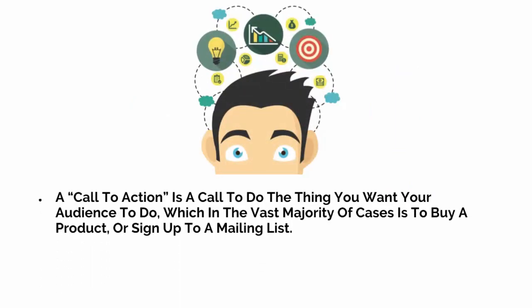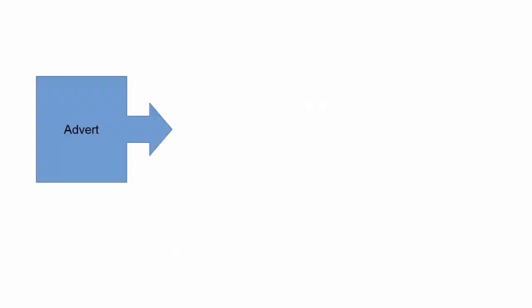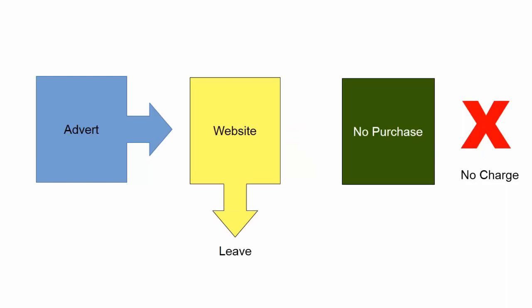A call to action is a call to do the thing you want your audience to do, which in the vast majority of cases is to buy a product or sign up to a mailing list. So with CPA marketing, you would first set up your goal or your action, and then you would set up tracking so that you only paid when that thing happened. So for instance, if someone were to click on your advert, get taken to your website, and then buy your product, you would get charged. But if they were to click on your advert and then leave, you wouldn't get charged anything at all.